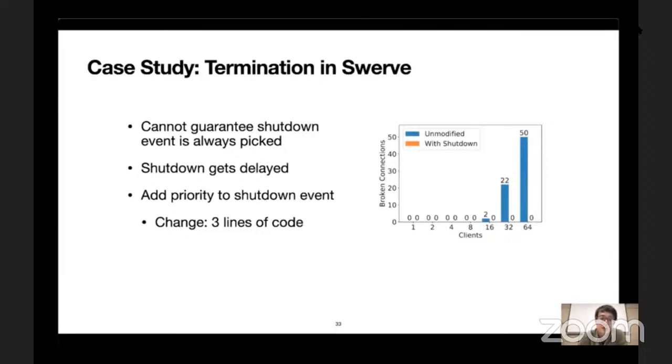After adding the priority to the shutdown event, we can see that as the number of clients goes up, the broken connections, which were introduced by the shutdown delays, stay consistent under PriorCML, while in the original CML, we have more broken connections. Under heavy load, with 64 clients, we have 15 broken connections.